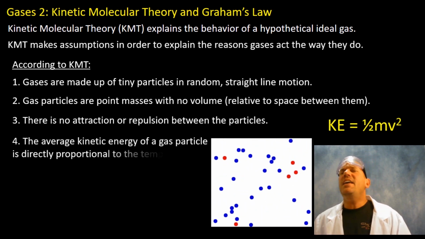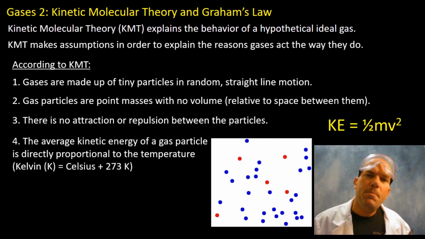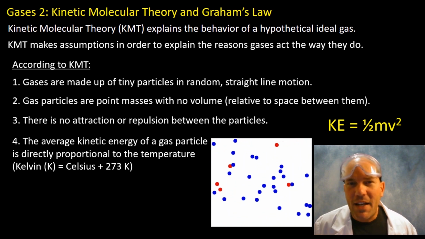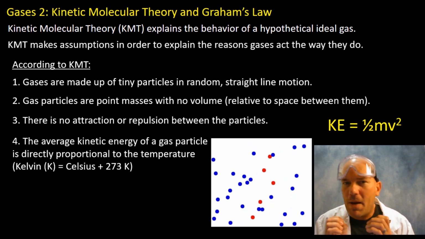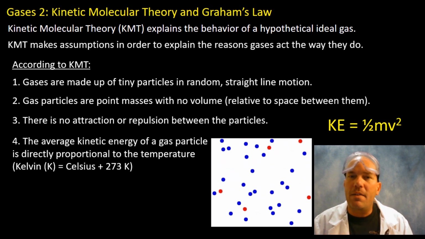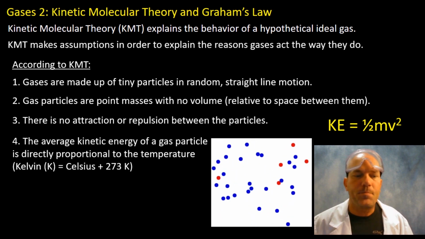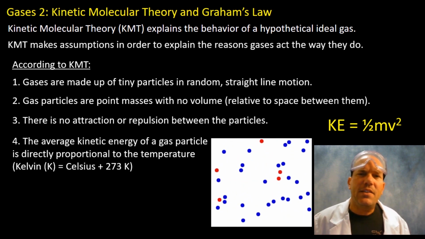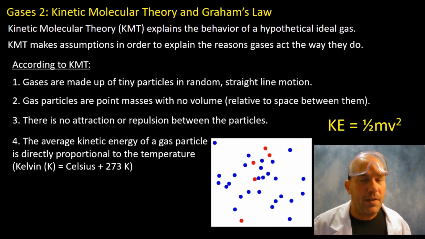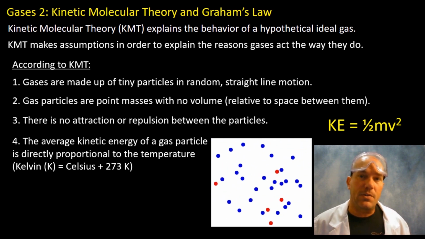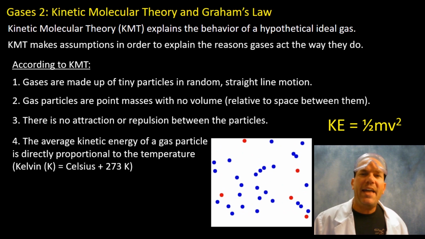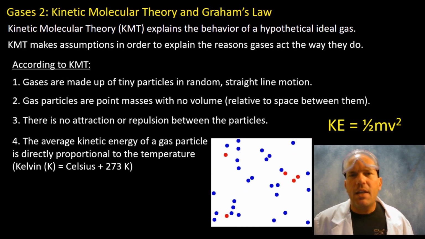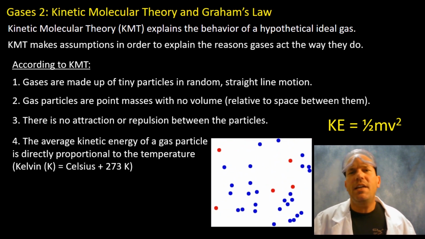The average kinetic energy of a gas particle is directly proportional to the temperature. Okay, so kinetic energy mathematically is defined as 1/2 multiplied by the mass of the object multiplied by the velocity of that object squared. Recall that when we're referring to and talking about gases, we're going to use a temperature scale called Kelvin. Kelvin is an absolute temperature scale in which we will add the degrees Celsius to the number 273 to get Celsius converted into Kelvin.